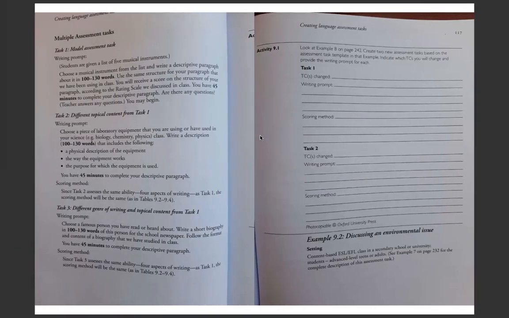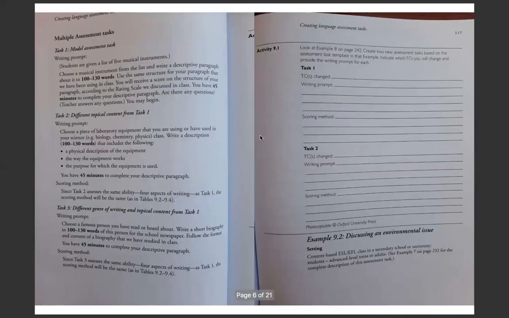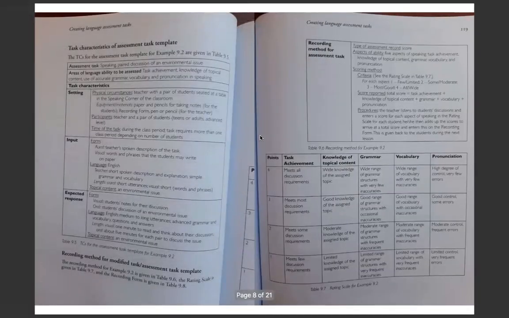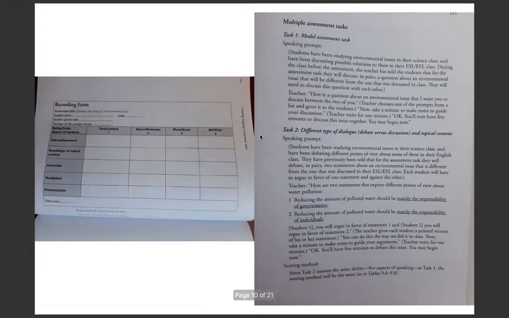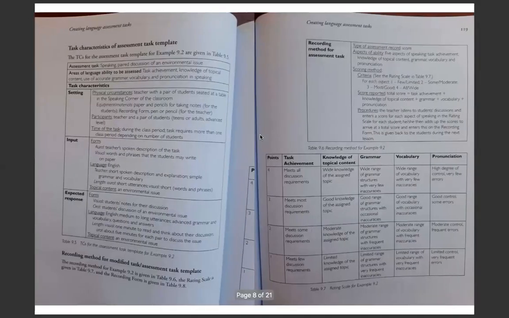Then for homework, you can do activity 9.1 on page 117. We have to do a little reading. You have to read pages 118 and 119, where you have the task characteristics of the assessment task template, the recording form. There's still some reading that we have to do.